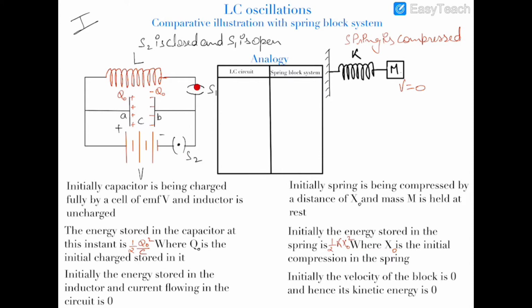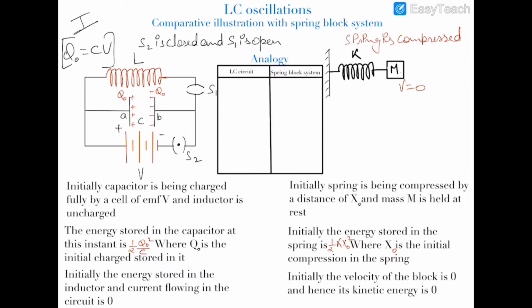So when S1 is kept open and S2 is closed, in that situation this cell would completely charge this capacitor with this polarity, with the plate A as positive and plate B as negative, and the total charge Q naught, which would be appearing at the end of the complete charging, would be CV. We know that Q is equal to CV.